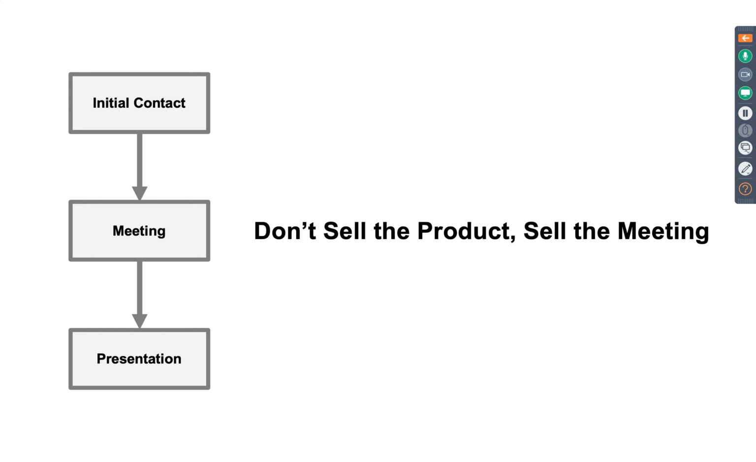If you send an email message that's designed around "this is the product I sell, do you need what I sell?", you're skipping both the meeting and the presentation steps, and you're just selling the product. You can greatly improve the effectiveness of your email prospecting if you focus on selling the meeting instead of selling the product. I'm going to show you some email examples, and I'll show you what that looks like.